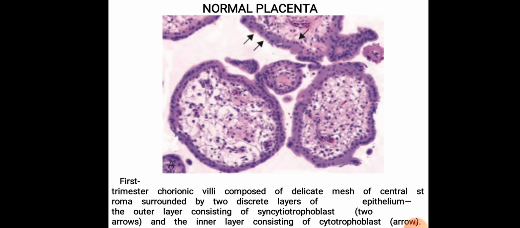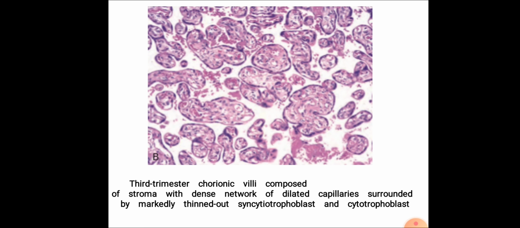In this photomicrograph, we can see placenta of the first trimester. Here chorionic villi are seen, which are composed of a delicate mesh of central stroma surrounded by 2 discrete layers of epithelium. The outer one, represented by 2 arrows, is syncytial trophoblast, and the inner one, represented by 1 arrow, is cytotrophoblast.